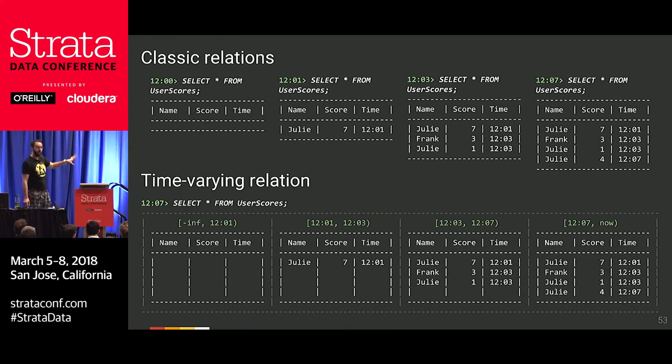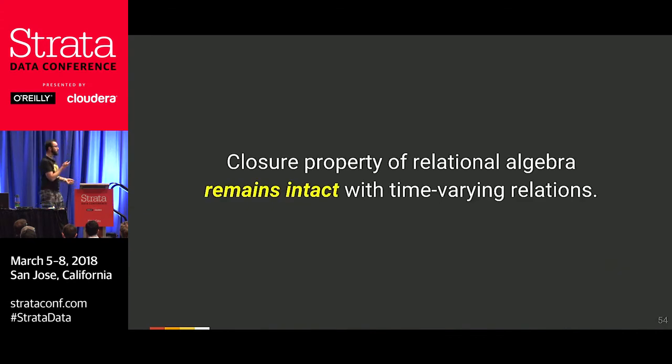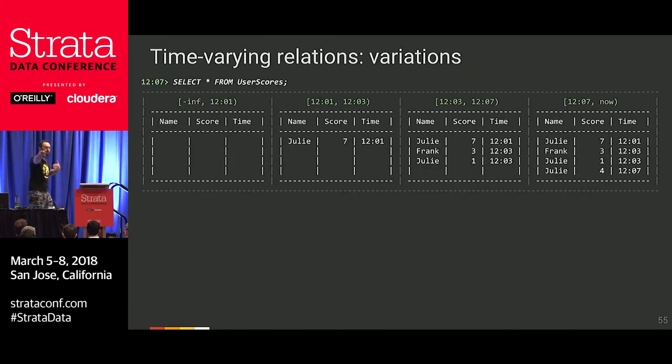And what you would get from that is a new sequence of classic relations. And that new sequence of classic relations is itself essentially a time-varying relation. This is fantastic because this means that the closure property of relational algebra remains intact with time-varying relations. Even though we've added this dimension of time, literally everything you can do in the SQL world, crazy things like cube and whatever it is, they all still apply just as you'd expect, because it's just the same as applying them to a sequence of these classic point-in-time relations. So to see this, let's look at some more examples.